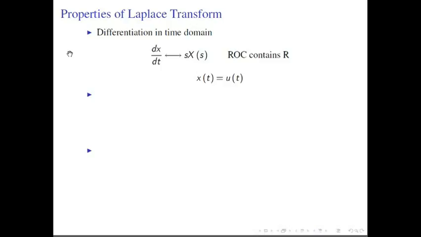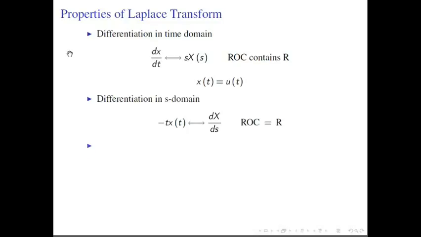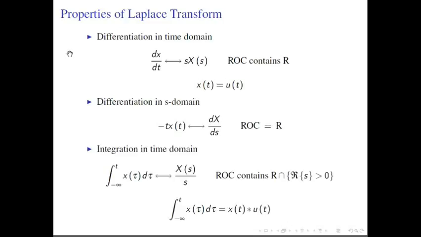So the next property is differentiation in the time domain. If I differentiate my signal in the time domain, then I'll get the Laplace transform multiplied with s, and its ROC will contain R only. And for differentiation in the s domain, if I multiply my input signal with minus t, then the Laplace transform will be differentiated in the s domain, and its ROC will be equal to R only.